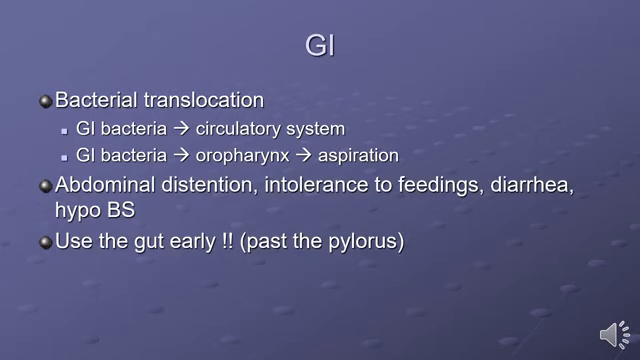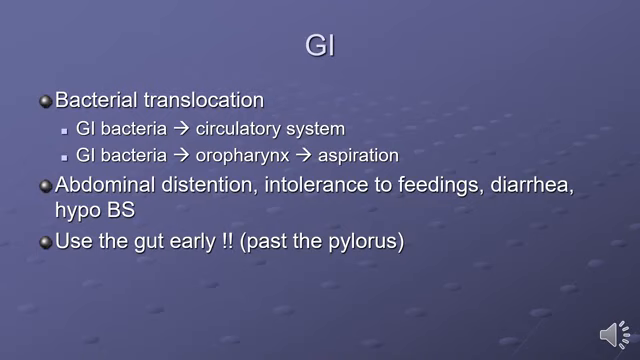In the GI system, there will be bacterial translocation. GI bacteria can leak into the circulatory system through the gut that becomes impaired or necrotic, or GI bacteria can go into the oropharynx and then aspirate, which would be vomiting, and then aspirating vomit, and then it will go into the lungs.